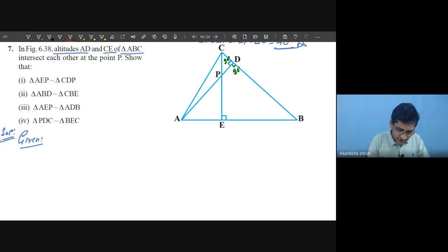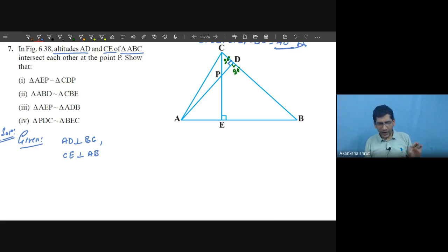So how to write the altitude in the given condition? You just write AD is perpendicular to BC. The other altitude is also there: CE is perpendicular to AB. This is the way of writing. No need to write that AD is an altitude. Write in symbol form; it is enough. That saves time also.